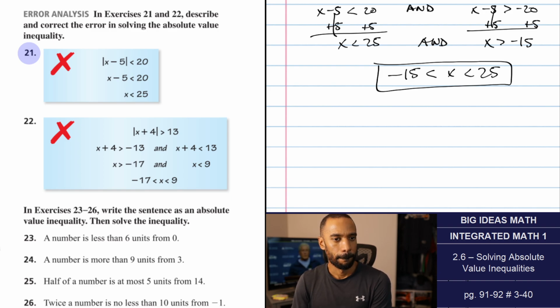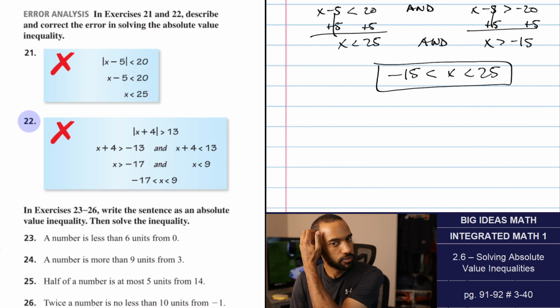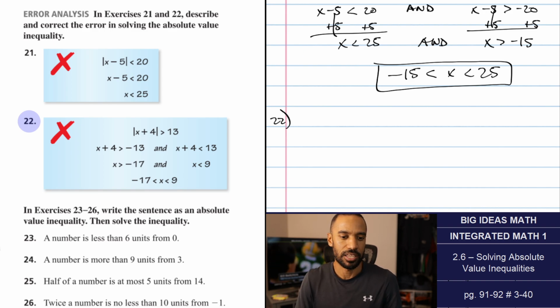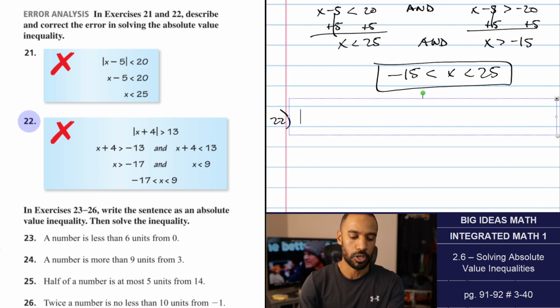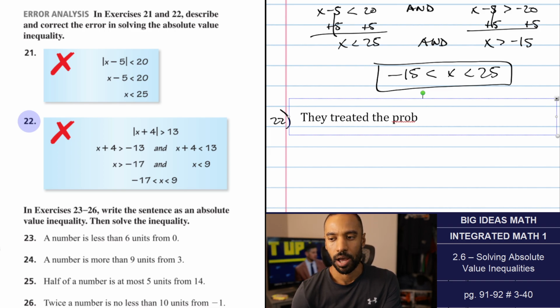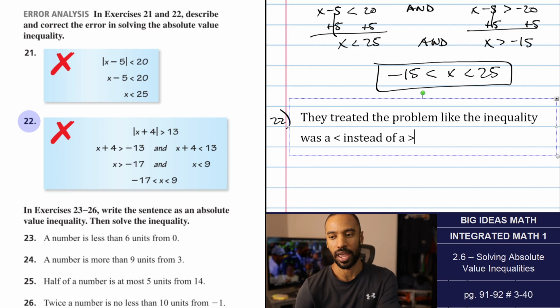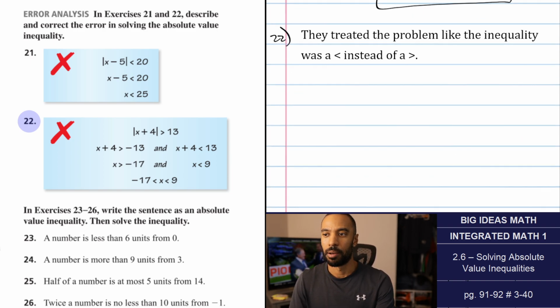All right, number 22. X plus 4 is greater than 13. Everything is kind of backwards with this condition here because they called it an and, then they treated it like an and. They basically treated this as if this said less than. So I'm just going to treat it like an or and split it the other way. They treated the problem like the inequality was a less than instead of a greater than. Because everything else is based on this, I'm guessing the rest of their answer is fine for what they put, number-wise. But everything else kind of has to change.